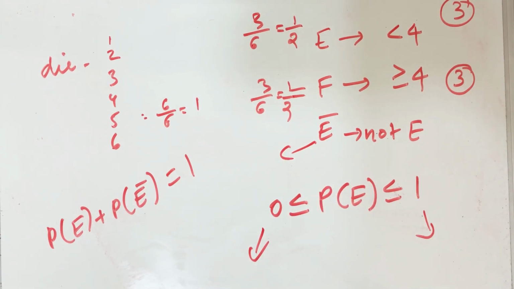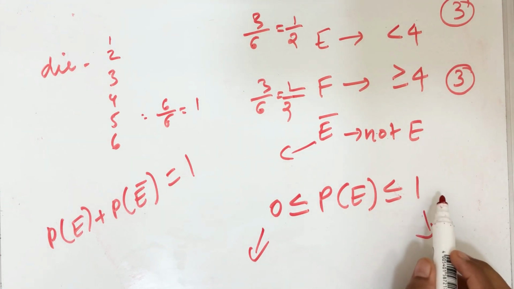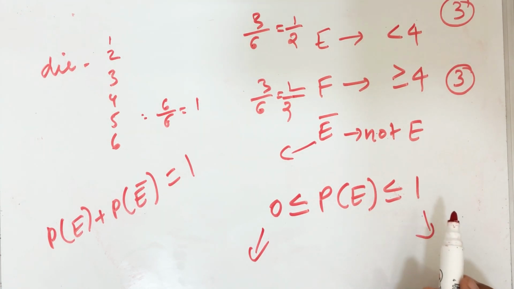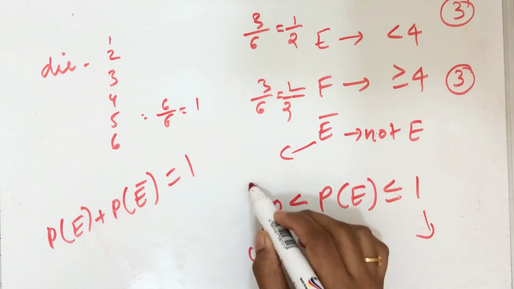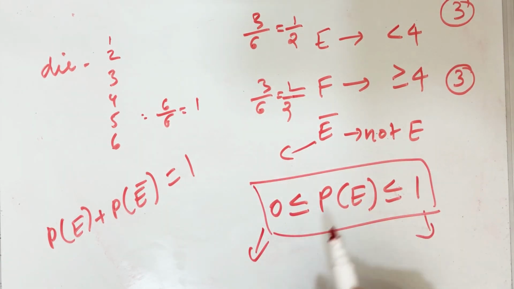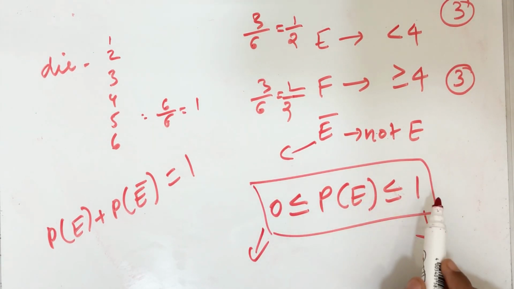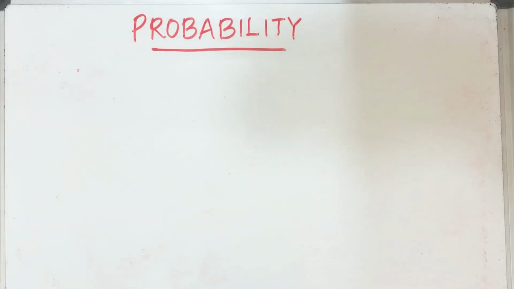Okay. By solving a question, if you get a number greater than 1, then you have made a mistake. So probability always lies between 0 and 1. Okay, we can see more examples. Another best example that we use in probability is playing cards. I will explain more about cards.